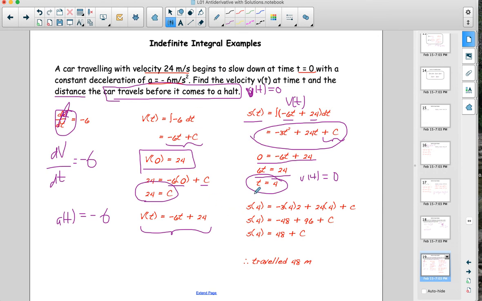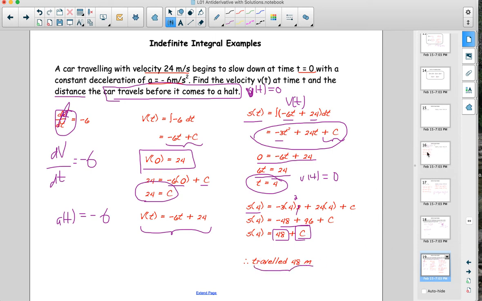So that means now I need to find what my position is at 4 seconds, because that is when the car stopped. The car comes to a halt at 4 seconds. I'm now going to find s at 4 by plugging into here. That should be an exponent. So -3 times 4 squared plus 24 times 4 plus c. All of that gives me -48 plus 96, which gives me 48 plus c, c being my initial position. So how far have I traveled? I'm 48 meters away from my starting point, so I must have traveled 48 meters.